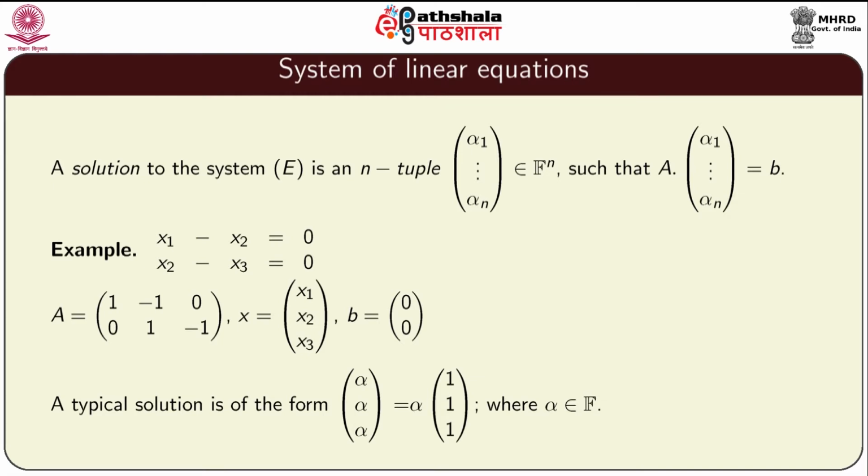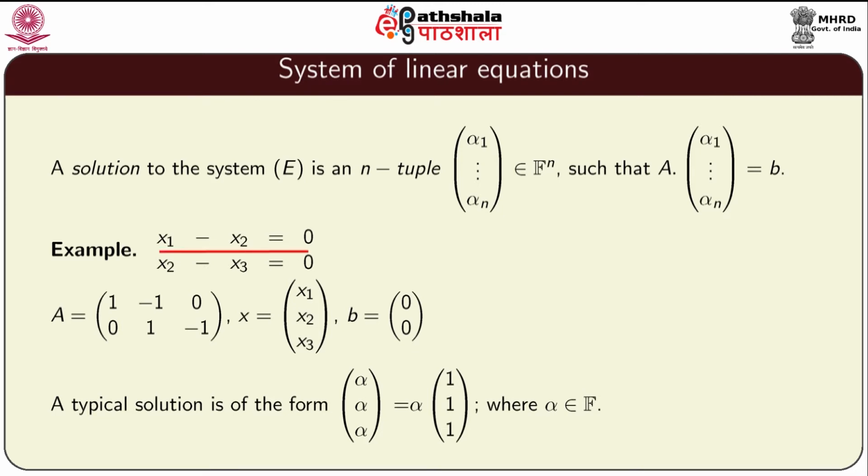So, a solution of the system E is an n-tuple alpha 1 to alpha n in F to the power n, such that A dot alpha 1 to alpha n is equal to B. That means if we substitute x1 equal to alpha 1 and so on, xn equal to alpha n in the system E, then they satisfy the equations simultaneously. Let us now get into some simple examples.